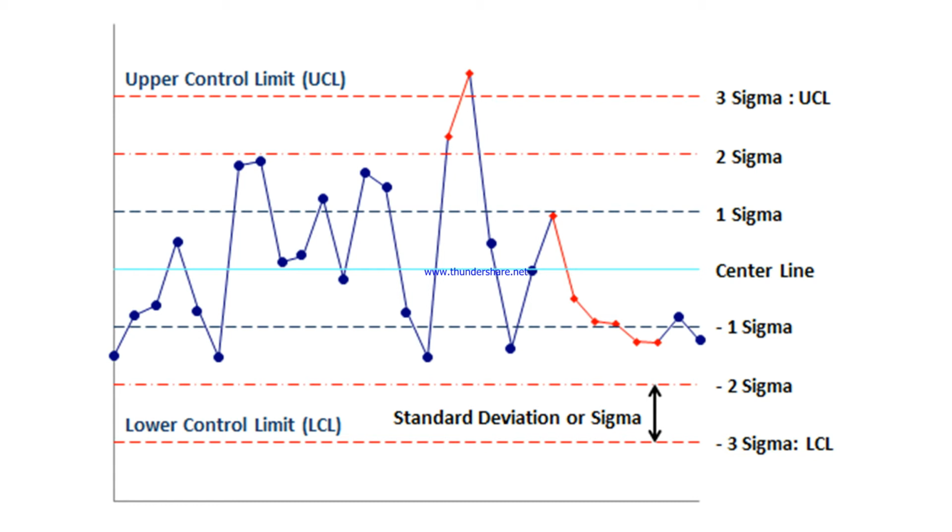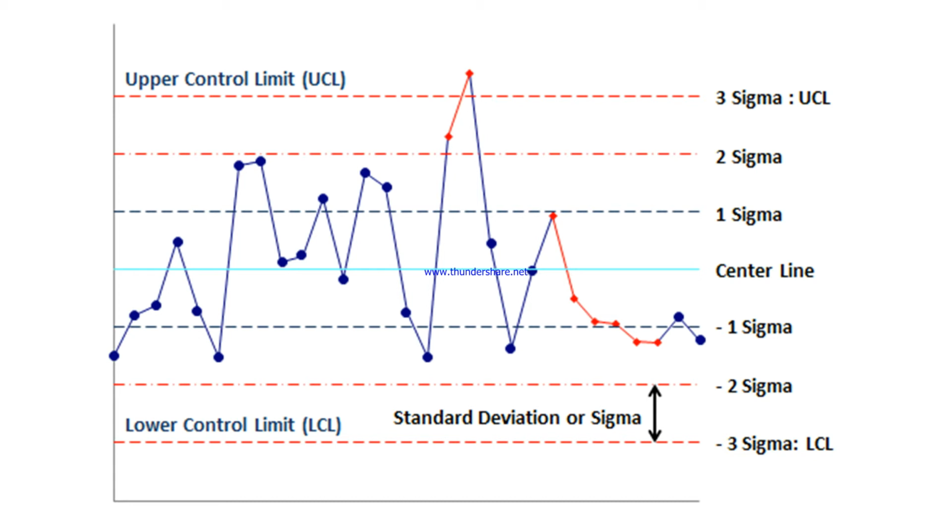So when you take the distance between the center line and the upper control limit, or the center line and the lower control limit, you have 3 standard deviation units, right? Because of that, we call these two lines the 3 sigma lines. Since we have 3 units of standard deviation between the center line and the control limits, we can define another 2 lines at distances of 1 standard deviation unit and 2 standard deviation units.